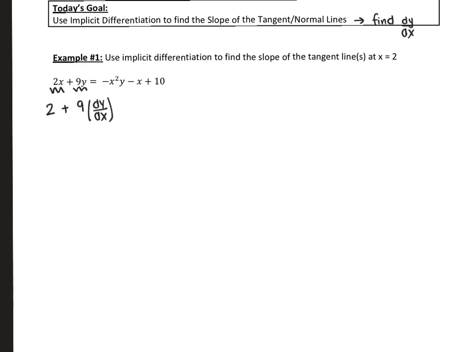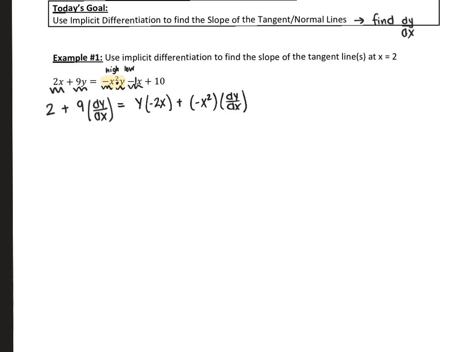Now, if you take a look at this next term, negative x squared y, we have a product rule where negative x squared is my high and y is my low. So if you remember the product rule, it's low d high. The derivative of negative x squared is negative 2x. So we just did low d high plus high d low. So the derivative of y is nothing other than dy dx. And then we keep going.